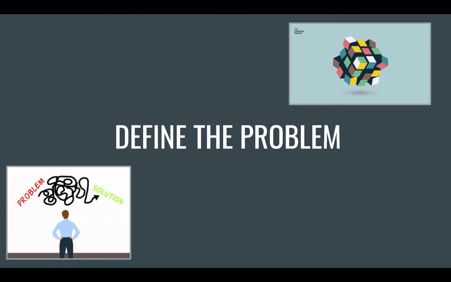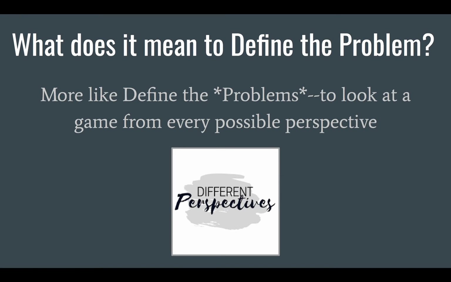This is the most important part of imagining your robot. Let's dive into the design process with step one, defining the problem. Defining the problem is where you look at a game and imagine every possible way that it could be played. These possibilities are then stated as your problems.